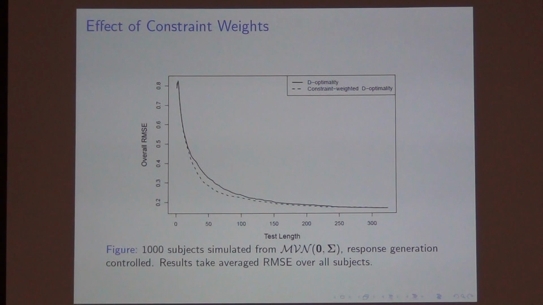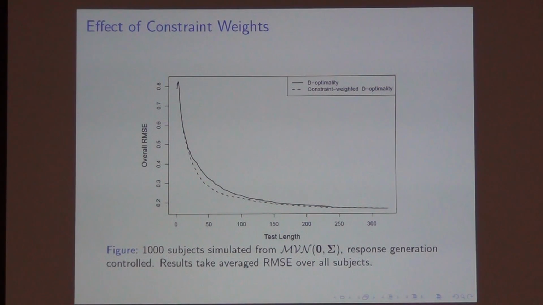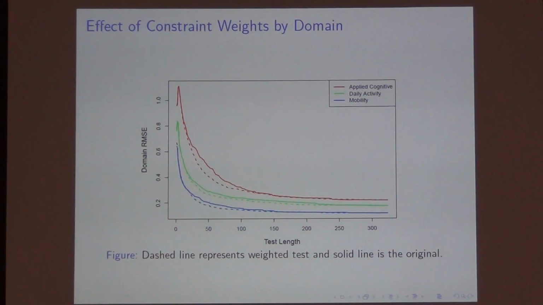So also for the simulation result, here the dashed line becomes the weighted optimality. After applying the constraint weight, we see it improves the overall performance only by a little bit, but the improvement is within our target range of test length. And if we look at the plot by the domain, the difference is more obvious. The weighted method does not sacrifice the other 2 domains by very much, yet it improves the measurement on applied cognitive significantly.